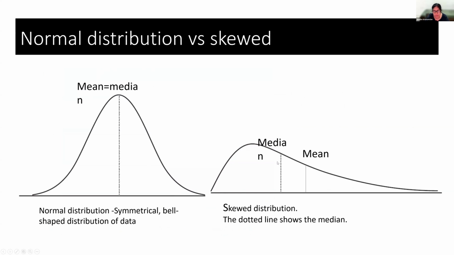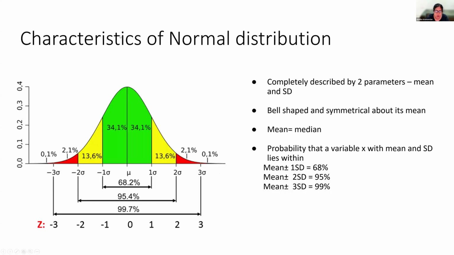Whereas in a skewed distribution, we have a large number of values to one side. We have more values here, so the distribution is skewed. Here the median and the mean are far away from each other. Mean is influenced by outliers. If we have one value which is very high, the mean will be pulled towards that. So we have a lot of information from this standard deviation.